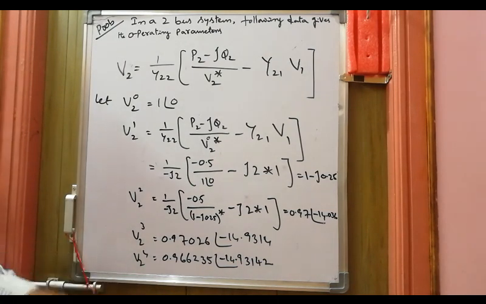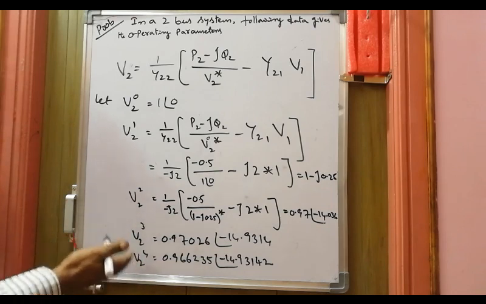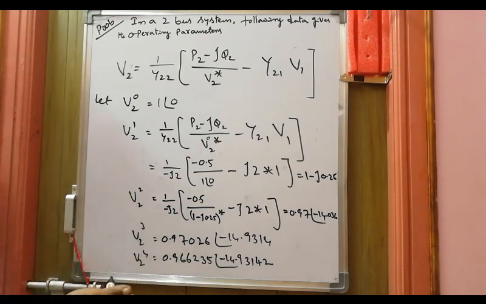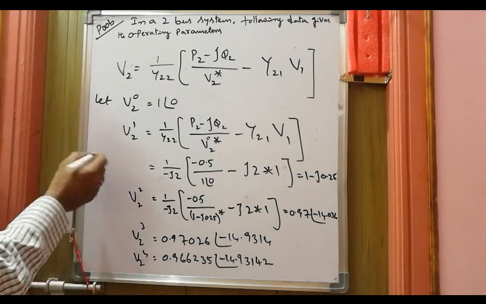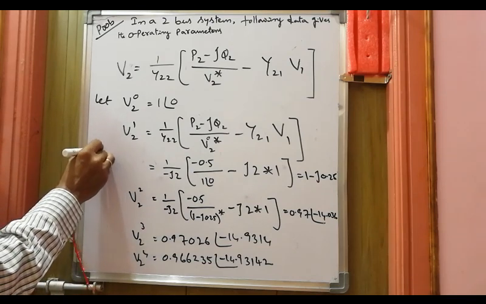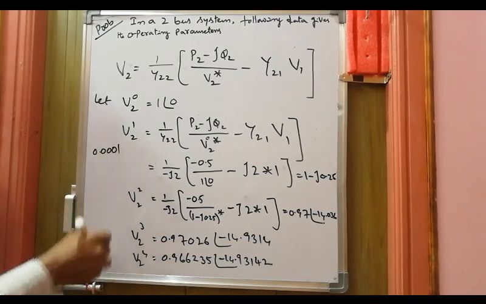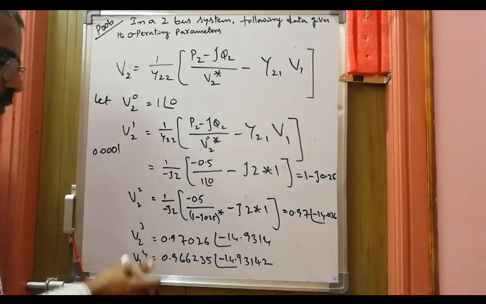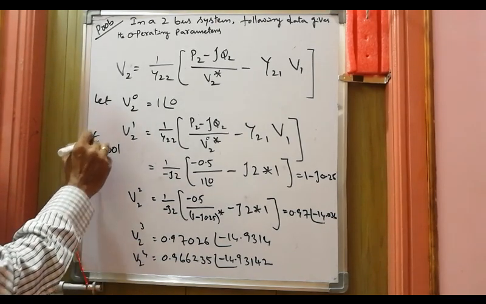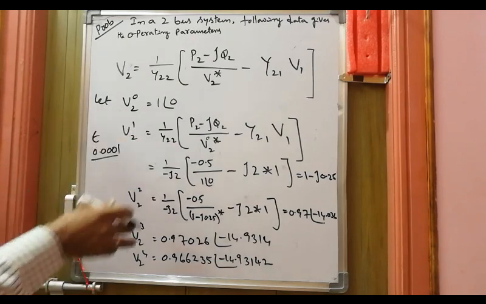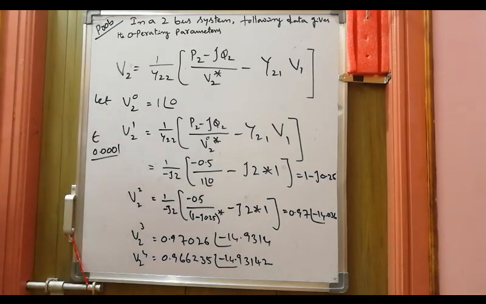Okay, you can complete any number of iterations, and suppose you are asked to stop at the fifth iteration or sixth iteration, you can conclude there. Otherwise they may mention an error. So if the error is to be 0.0001, suppose they say, you continue your iterations up to that epsilon. Okay, so this is a simple problem which gives you an idea how the voltage can be updated.